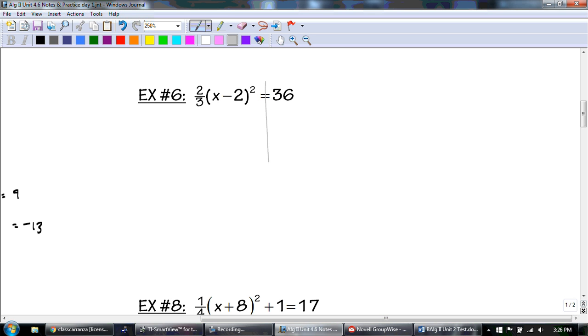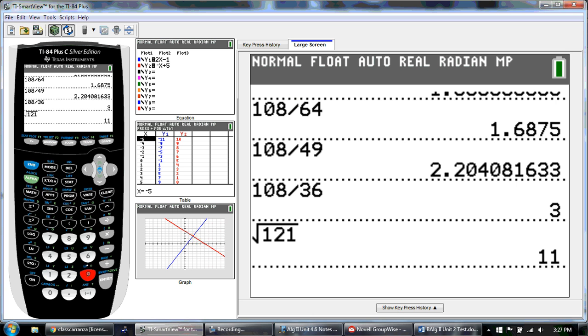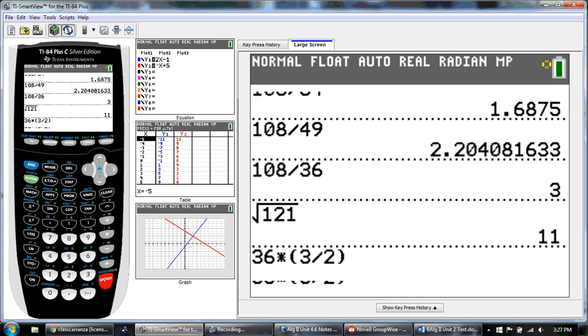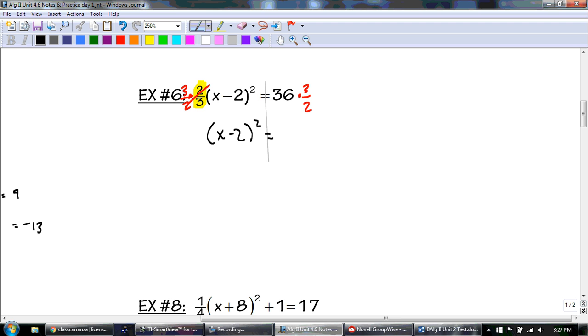Okay, so here's my parentheses, there's my square, but how do I get rid of that 2/3? Well, to get rid of it, I would multiply by the reciprocal. And what I do to one side, I have to do to the other. So I have (x - 2)² = 36 times 3/2, and that gives us 54.